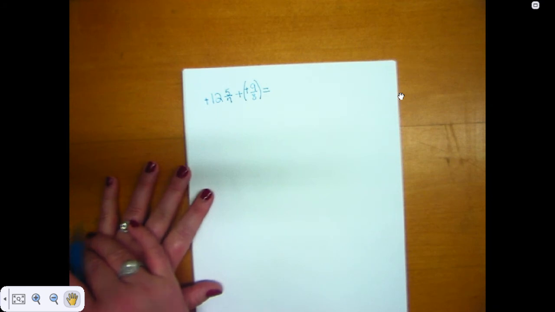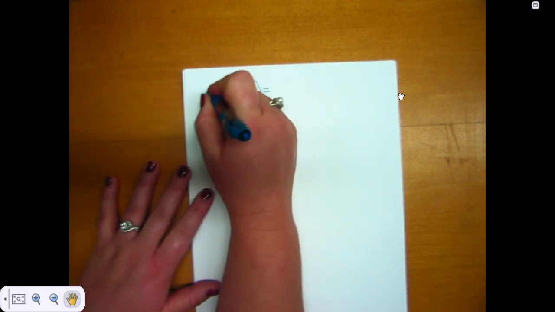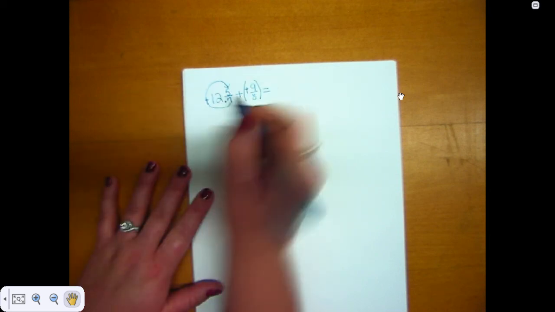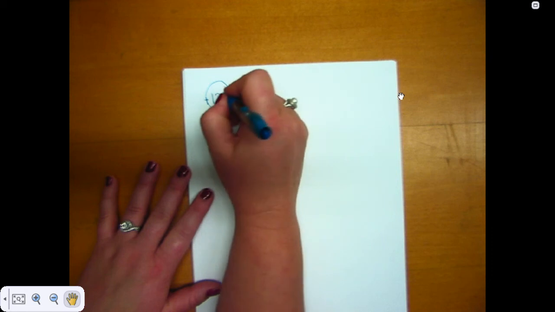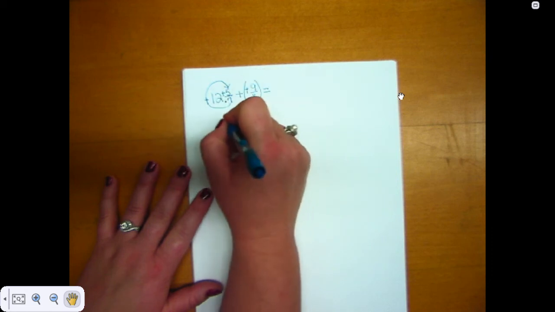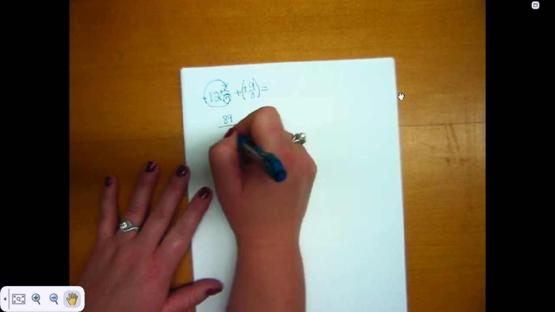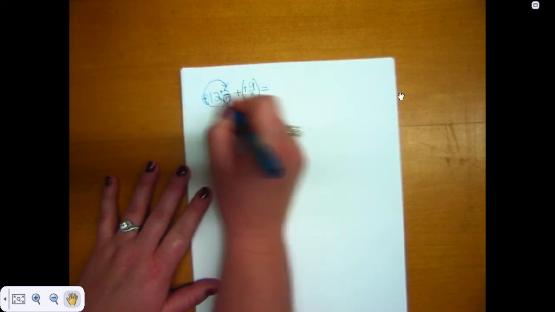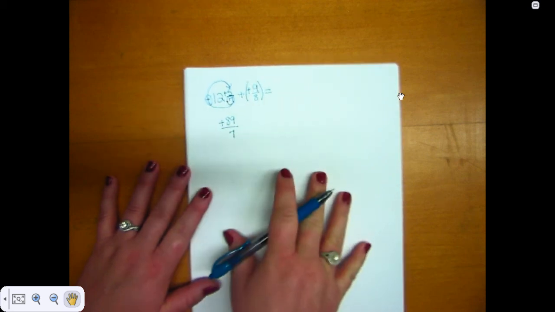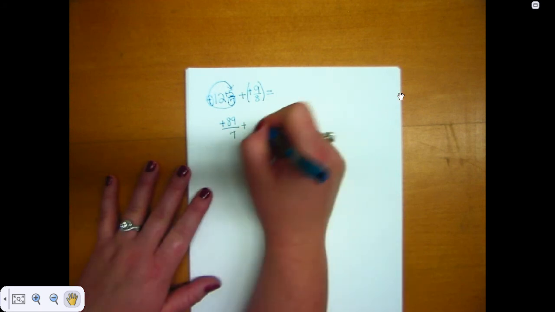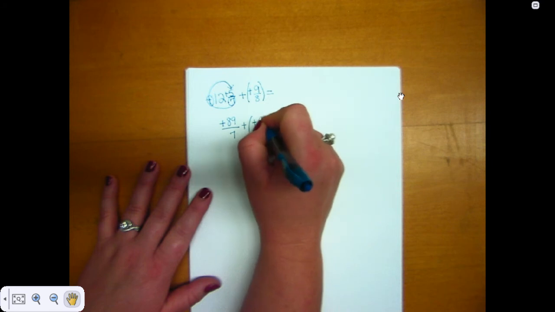First thing we need to do is around the world. 12 times 7 is 84. 84 plus 5 is 89. And we bring our denominator, and we also bring our sign, which is positive. Bring down your plus sign and bring down the rest of your equation.